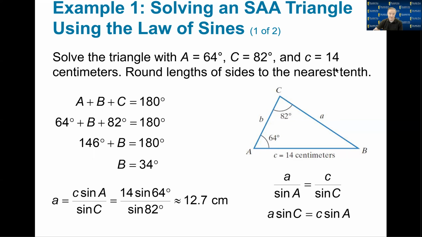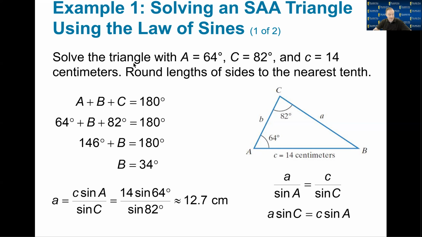And we know the length of side C is 14 centimeters. So everything's labeled on your triangle. Now, we're supposed to be able to solve for everything else in the triangle. When it says solve the triangle, it's wanting you to find every other term in the triangle.